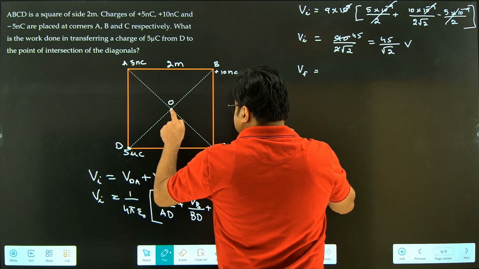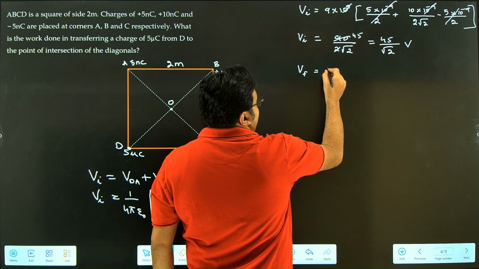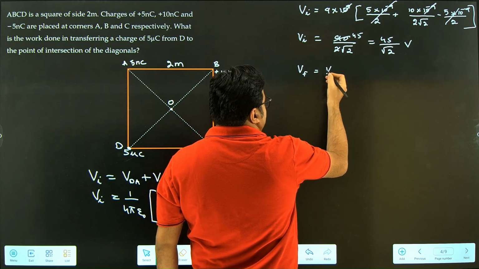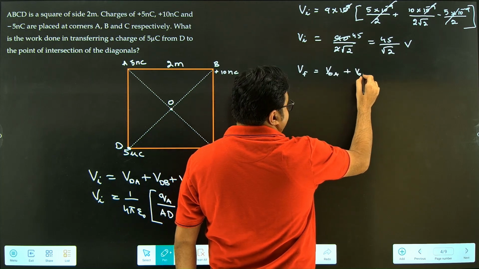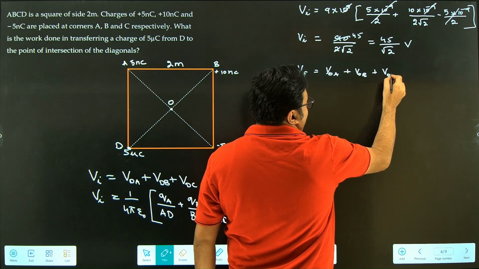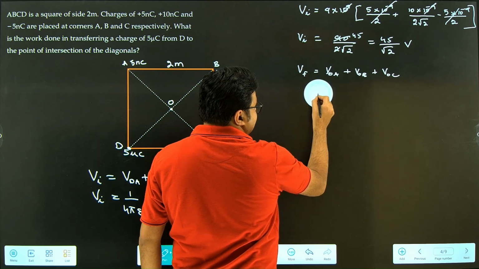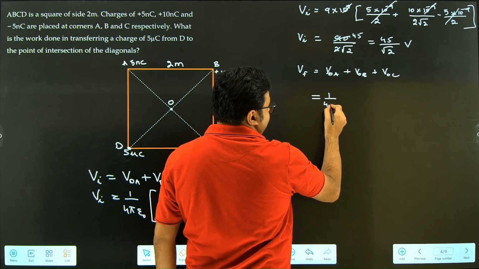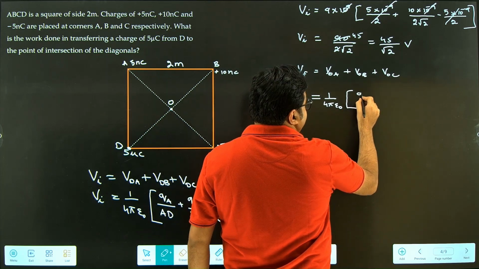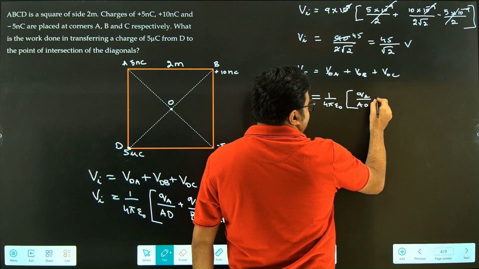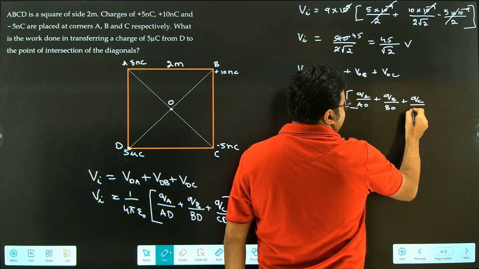Potential at the final point, which is potential at O, my dear friends, is going to be equal to potential at O due to charge placed at A plus potential at O due to charge placed at B, plus potential at O due to charge placed at C. So 1 by 4 pi epsilon naught will certainly come out as a common factor. So I have 1 by 4 pi epsilon naught multiplied by QA divided by AO plus QB divided by BO plus QC divided by CO.